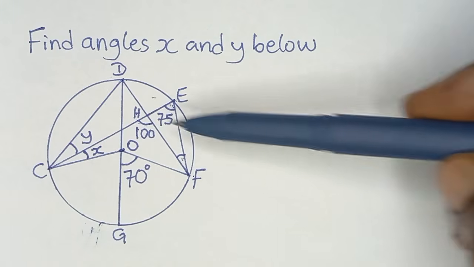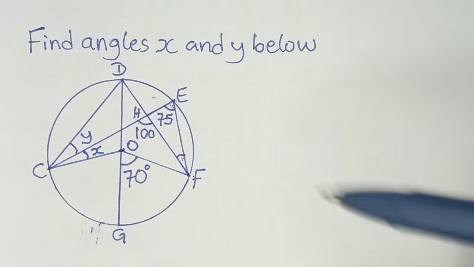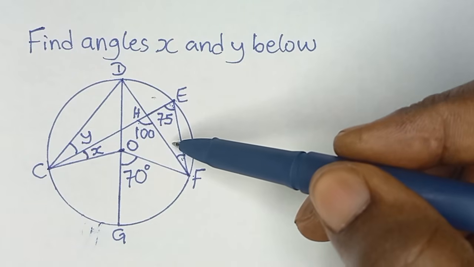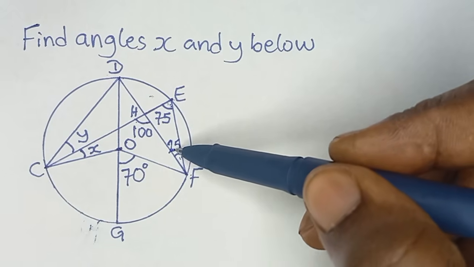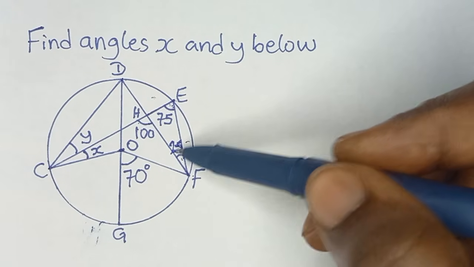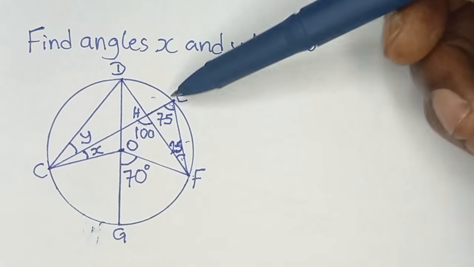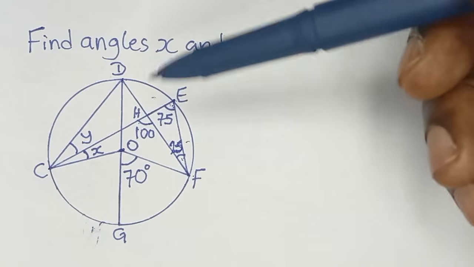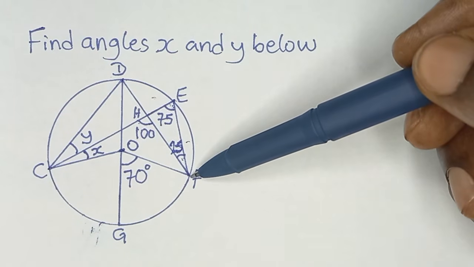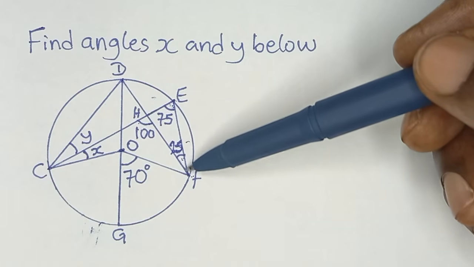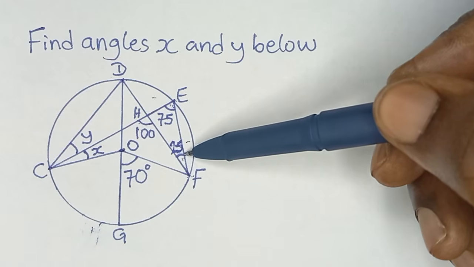So if this is 100, then to get this, we simply say 100 minus 75. And that will give us this angle here as 25 degrees. That's the value of this angle. Now, let's come back to the points D and E. From these 2 points, I have this line coming from D to F at the circumference and from E to F at the circumference. Together, the two lines form this 25 degrees that we just obtained.